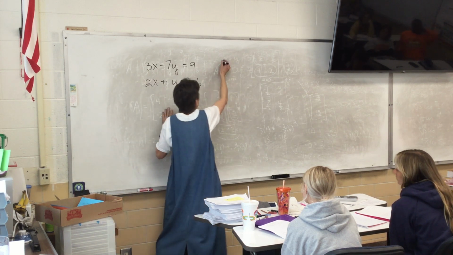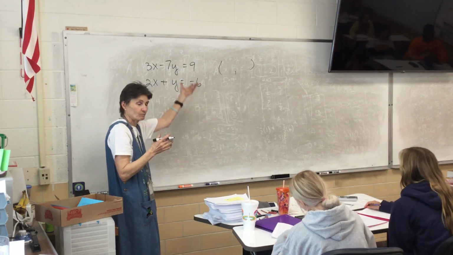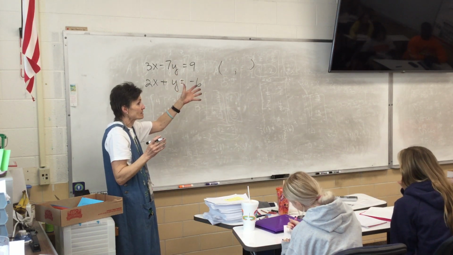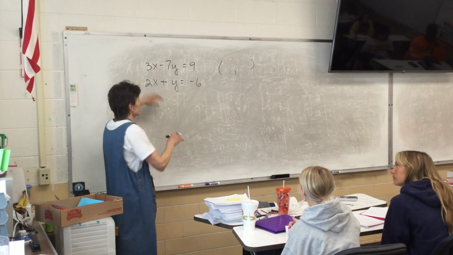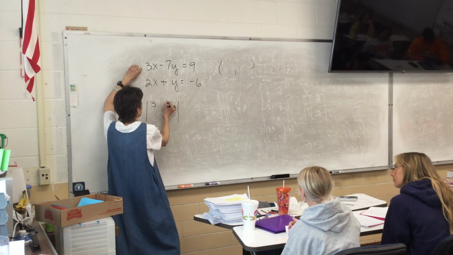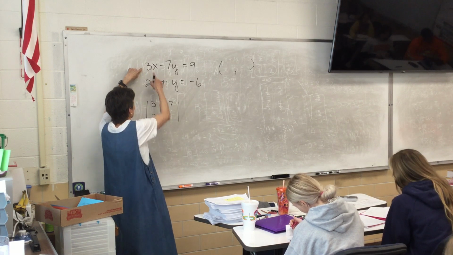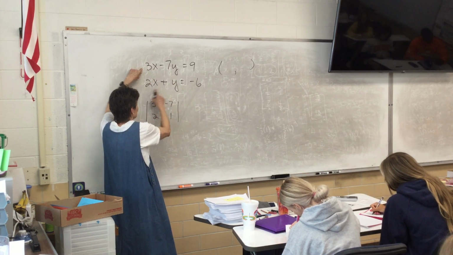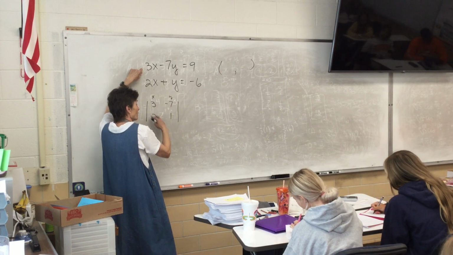So we're going to come up with an x and a y, just like we have in the last two problems, but we're going to do it with nothing but determinants. Step 1, find the determinant of the coefficients. So 3, -7, 2, 1. These are the x's, these are the y's. Find the determinant of that.